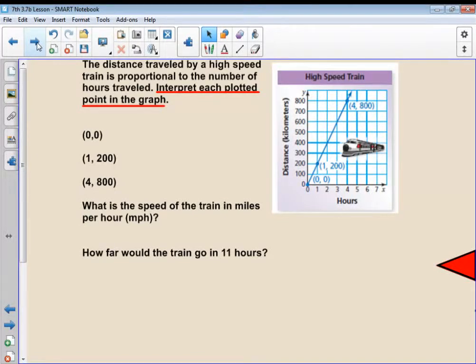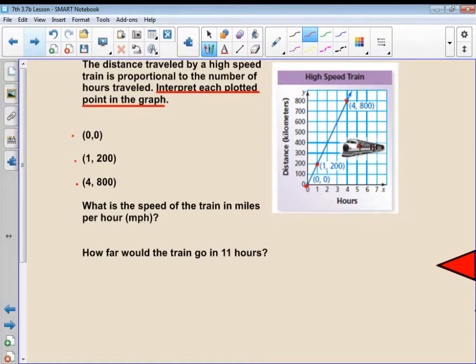a situation. It says the distance traveled by a high-speed train is proportional to the number of hours traveled. So they're showing us a direct variation still. It says interpret each plotted point. So notice that the plotted points are the dots that they have on here, (0, 0), (1, 200), and (4, 800). Those are what we have listed here. And they want us to interpret what each of those means. So if we can interpret one of them, then we can understand the rest of them.